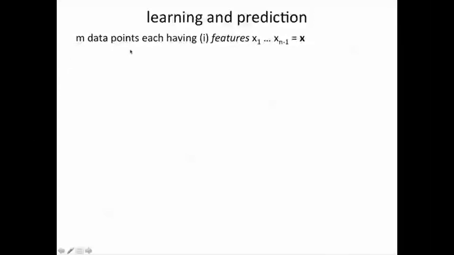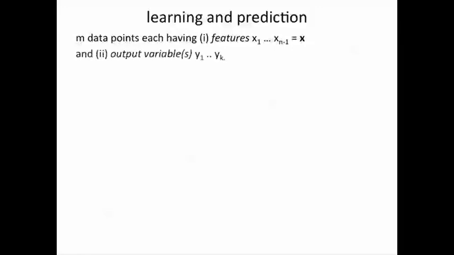Let's look at the problem of prediction from our framework that we defined for learning way back in the lecture on learning. Once again, we have many data points. This time we'll use a slightly different notation. We have m data points, each having features, and we'll have n minus 1 features for each data point. There's a reason why we're going to have n minus 1. It'll become clear shortly.